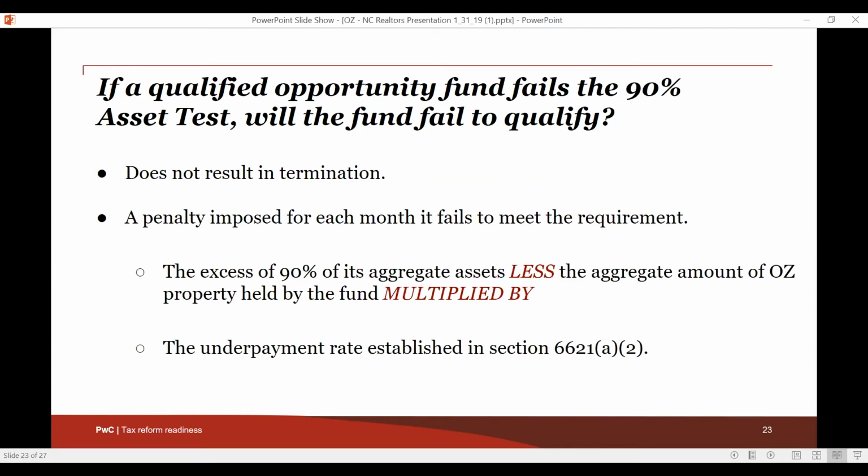If a Qualified Opportunity Fund fails the 90% test, the fund will not be terminated. They will likely have to pay a penalty for each month they fail to meet the requirement and then move on.